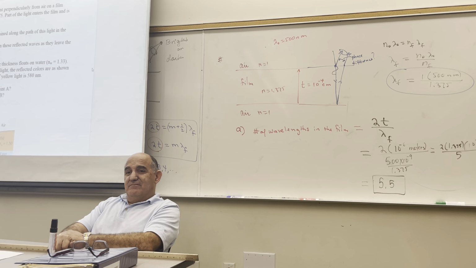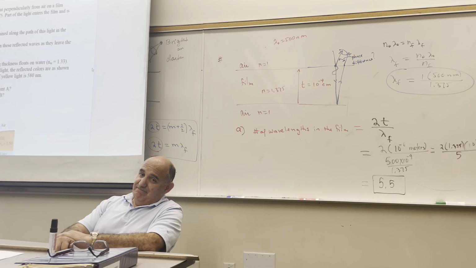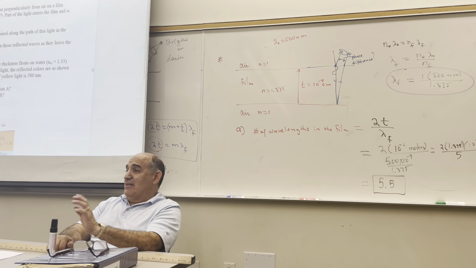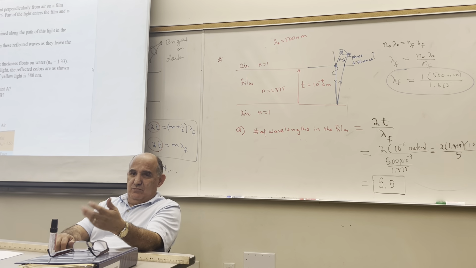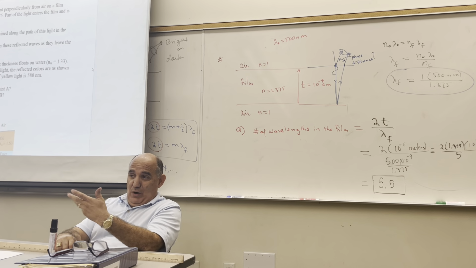Bright? Why? Because the phase shift is zero. How do you know it's zero? Yes, if it is bright, the phase shift will be zero. But how do you know it's bright? I'm not saying you're wrong. I just want justification. And if you say it's dark, then why do you say it's dark?